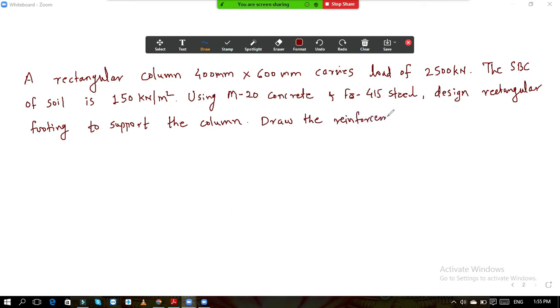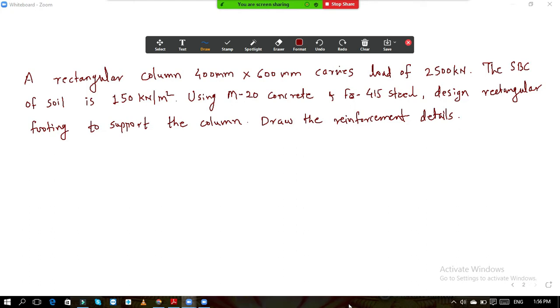Draw the reinforcement details. Even though this sentence is not written in the examination, it is expected that whatever you design, you should draw the reinforcement sketch of it. Okay, so this is the given problem.